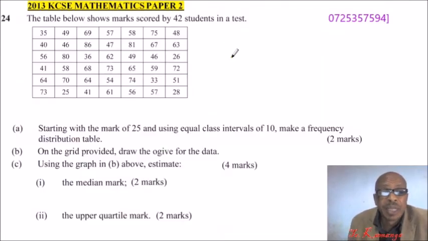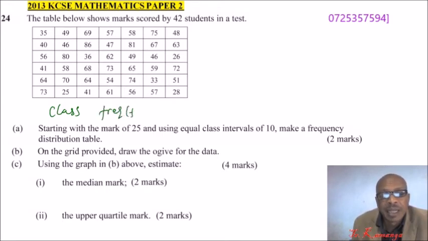This is question number 24, and we are told the table below shows marks scored by 42 students in a test. So we have the table showing the marks of the 42 students. So A, starting with the mark of 25 and using equal intervals of 10, make a frequency distribution table. For the frequency distribution table, we have a column for class, a column for frequency, and a column for cumulative frequency. So we need 3 columns.